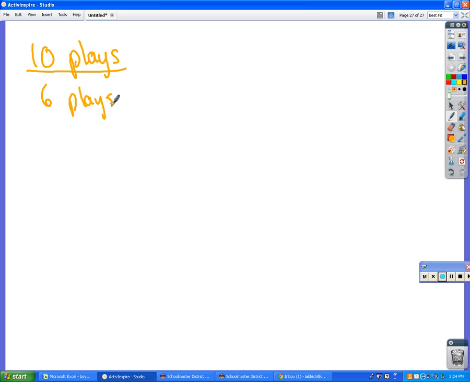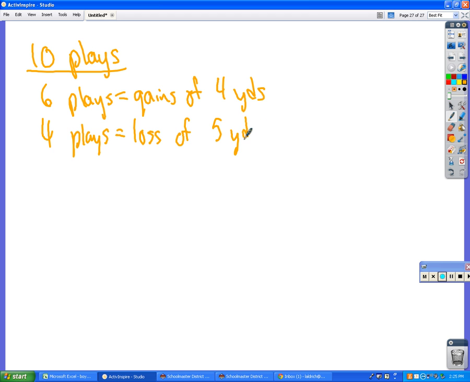A football team runs a total of 10 plays. On 6 of the plays, it has gains of 4 yards each. On 4 plays, it has a loss of 5 yards each. So this is on each play. Okay, so what's the total net change? Where do they end up from where they started?